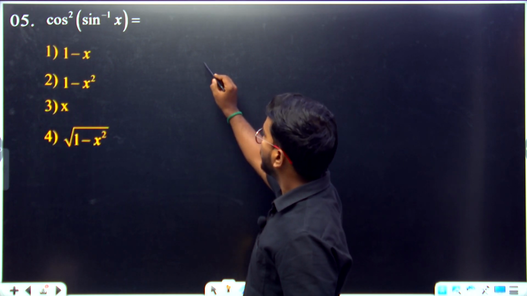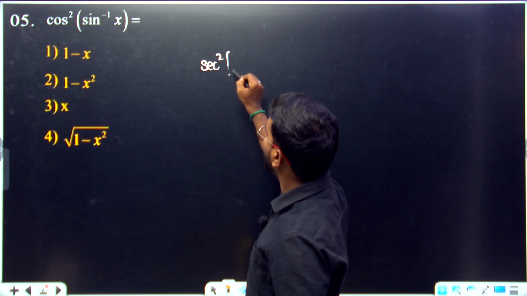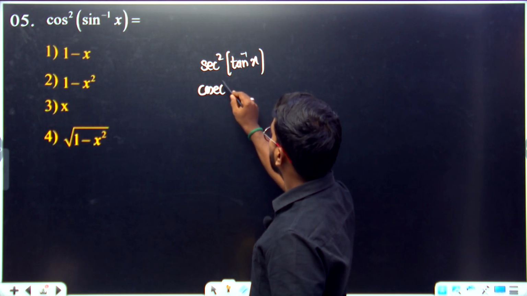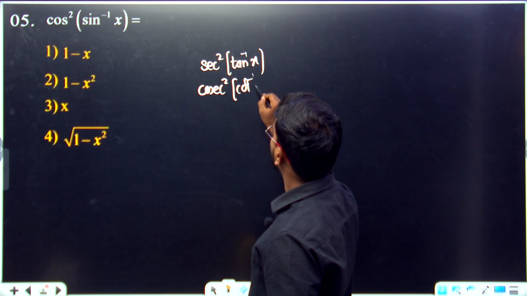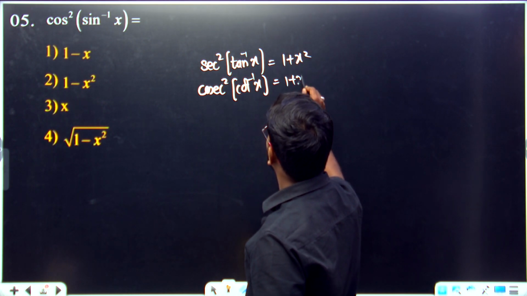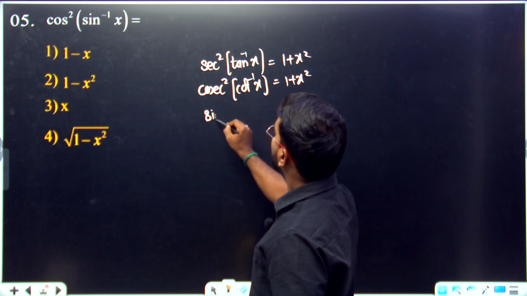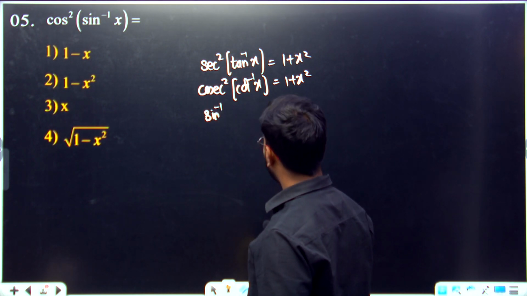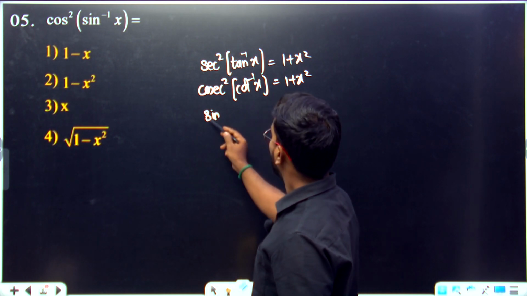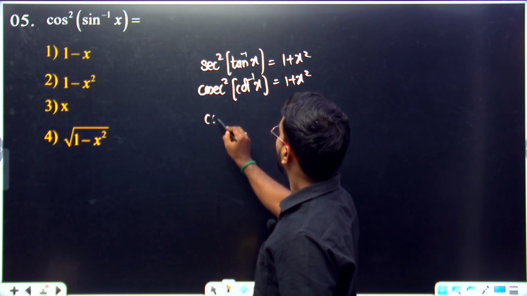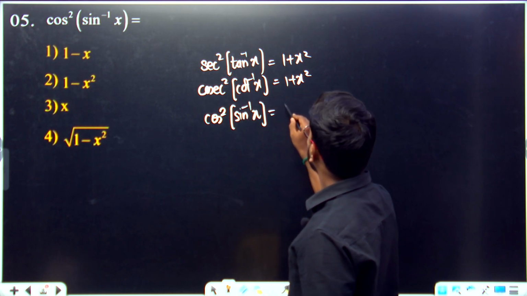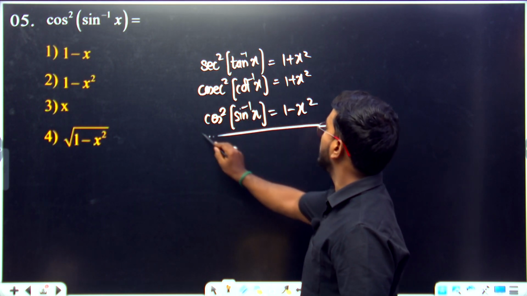I told you that whenever the question is given secant square tan inverse x, or cosecant square cot inverse of x, what is the answer? 1 plus x square. What is the third one I told you? Sine square of cos inverse of x, or cos square of sine inverse of x. Cos square sine inverse of x. What is the answer here? 1 minus x square. So this is the expected one now.